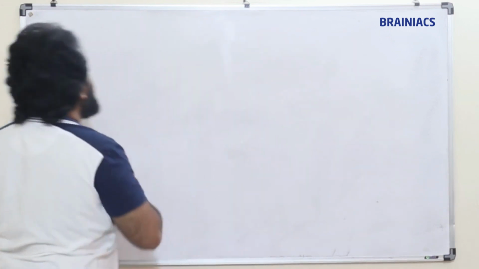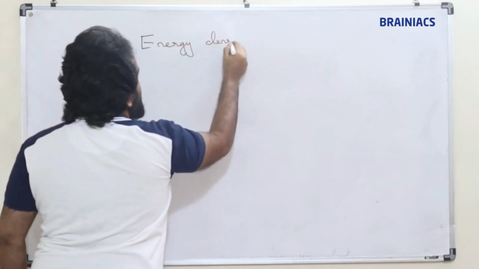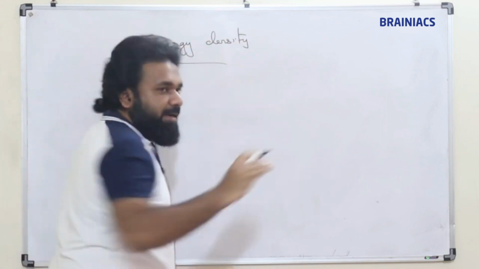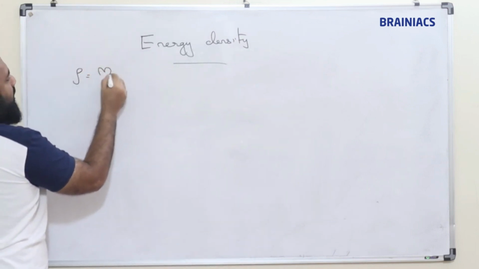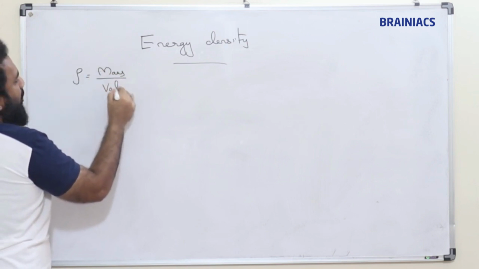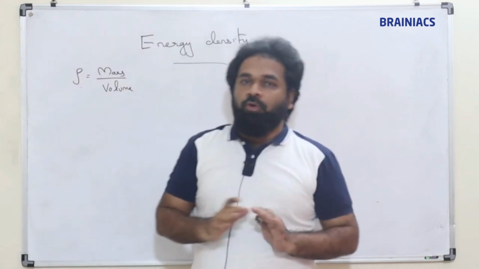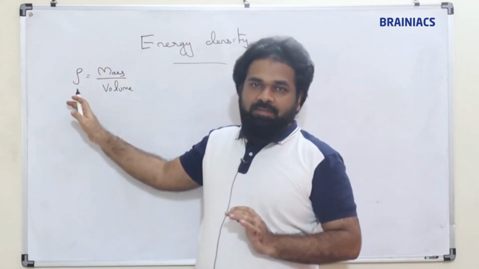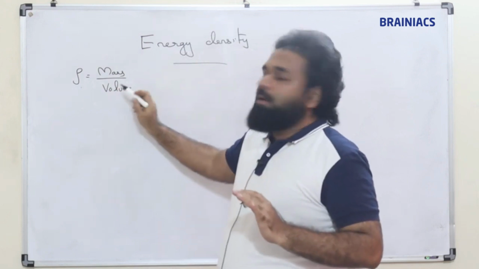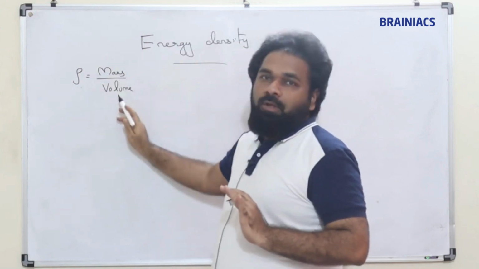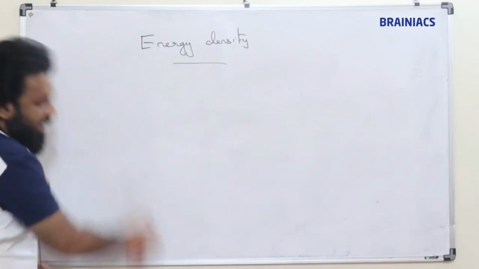Next is energy density. So energy density in the inductor. What is energy density? We know density is equal to what? Mass by volume, we write, right? So generally energy density means energy per unit volume. Just to make us remember the concept, I am telling this: density is mass by volume, and energy density is energy by volume.